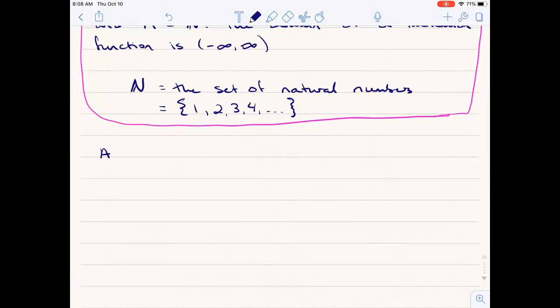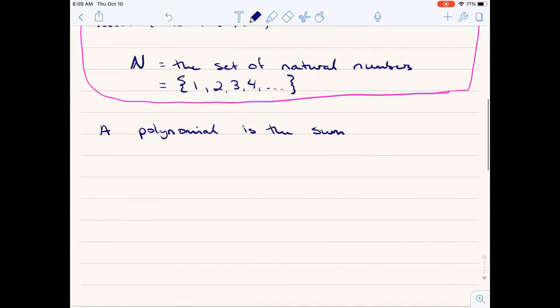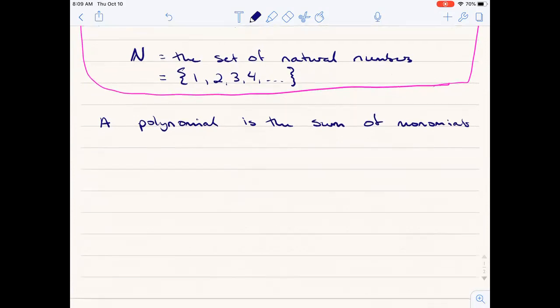A polynomial, like we said, is just the sum of monomials. So a polynomial is the sum of monomials, as the name suggests. Right? Poly means many, mono means one. So if we're able to graph a monomial, right, then we have a pretty good idea of what a polynomial might look like, right? And so we'll talk more about that.